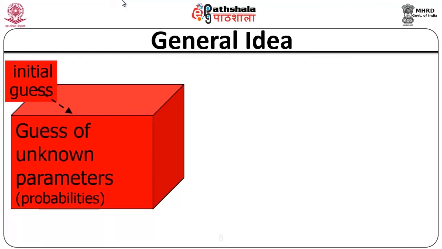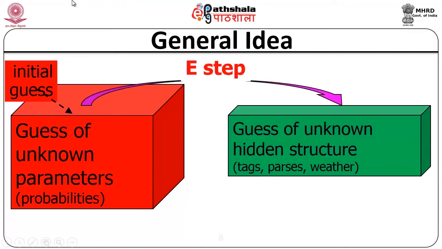So, an example of this is the initial guess, where the unknown parameters could be probabilities in the case of just probability, or it could be the parameters of your Gaussian distribution in the case of a probability distribution, if it is a Gaussian distribution. Then you have the E step, or the expectation step, where you guess the unknown hidden structure.